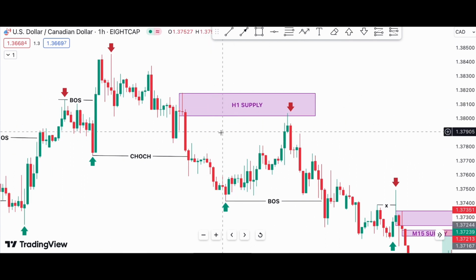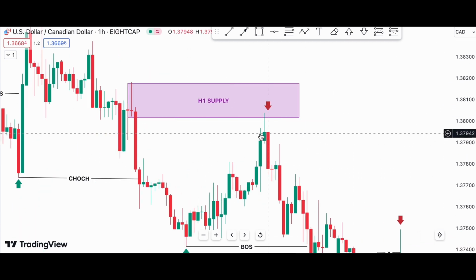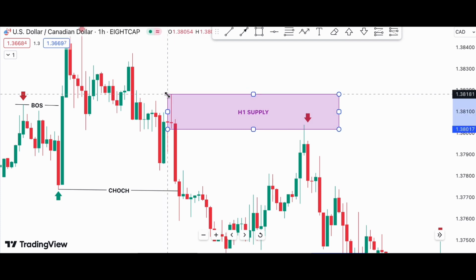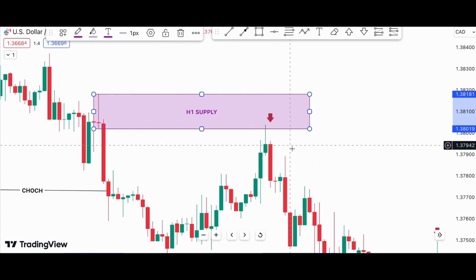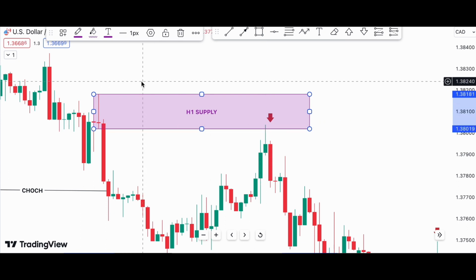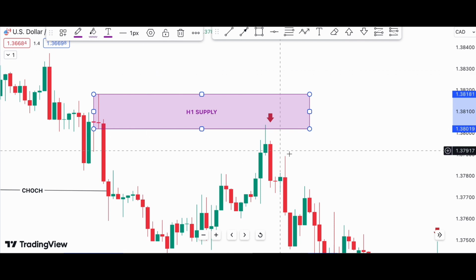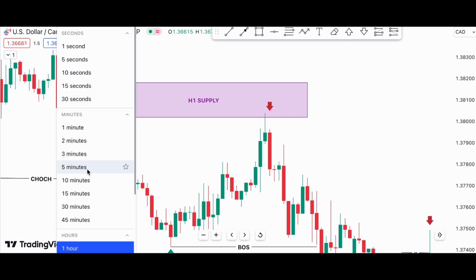For example, right here, after the change of character, the nearest supply zone we have is right here. This is an H1 supply zone with a Doji King as well. So I know this is a potential sell zone. But when the price falls back to the zone, what we can look for to increase our win rate is to look for the confirmation.